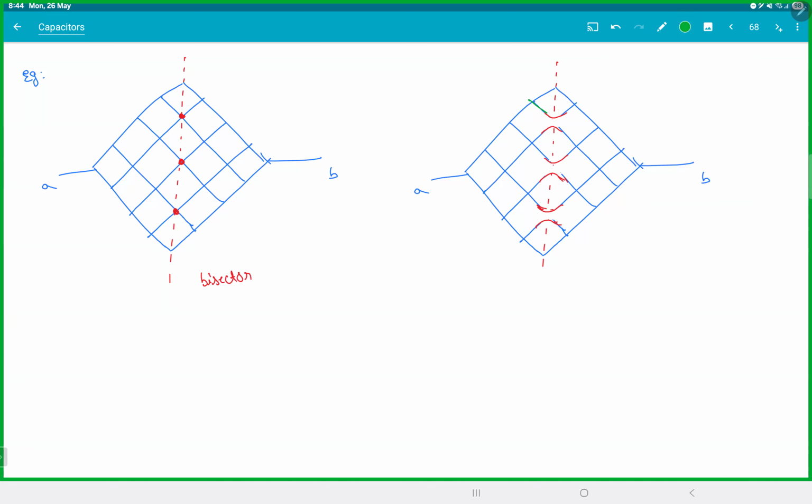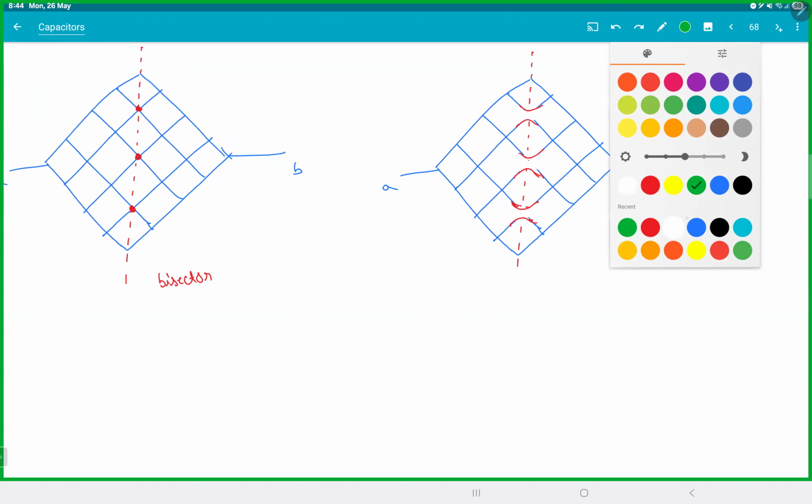Whatever current flows in this branch will be the same in this branch. So this current is simply going, right? There is no need for it; whether the node is there or not there, that flow is not going to get affected. Is this clear, everyone? Bisector symmetry. So on that bisector line, whatever nodes are there, you can open them along the line. Clear with this? So this is a bisector symmetry.